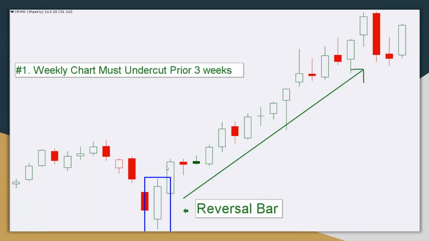So why do I want it to undercut the previous 3 weeks? How many times has your stop been picked off? I hope it has, because that means you use stop losses, which is just part of trading. Let's say you had a stop right here, and then it turns around and picks off your stop and then reverses and goes in the intended direction that you wanted it to. If you trade enough and you use stop losses, it happens all the time. It's just the cost of doing business.